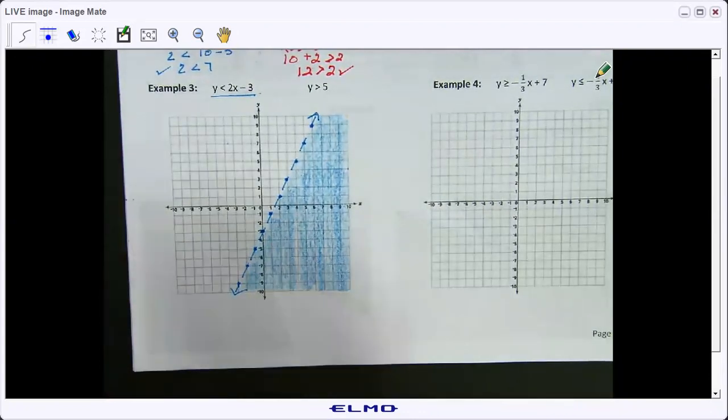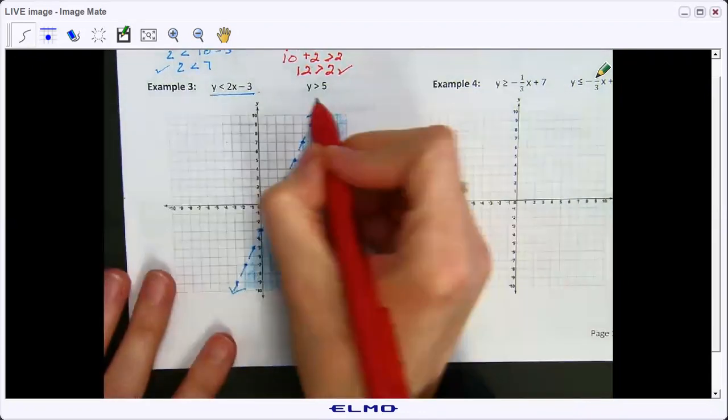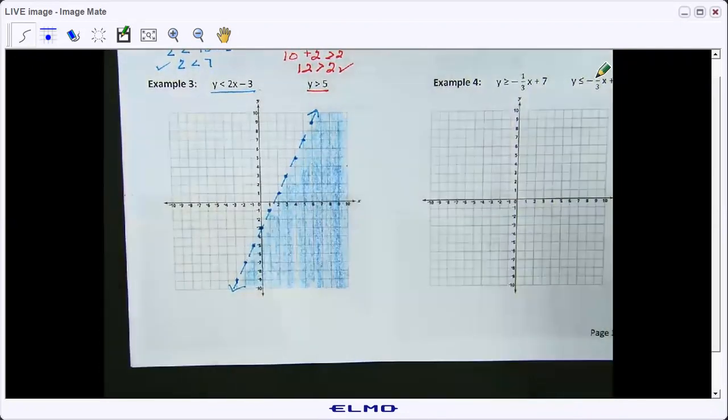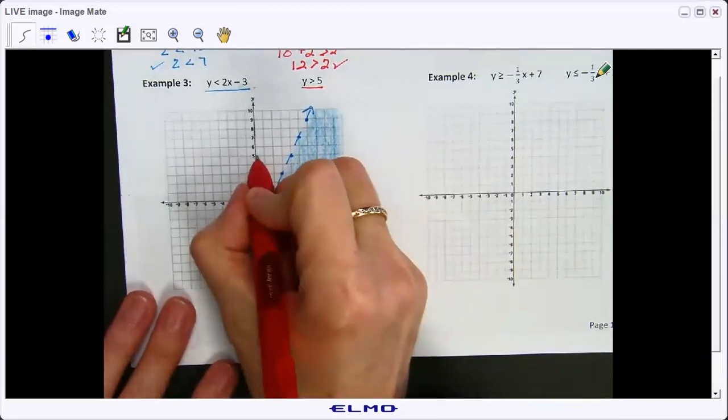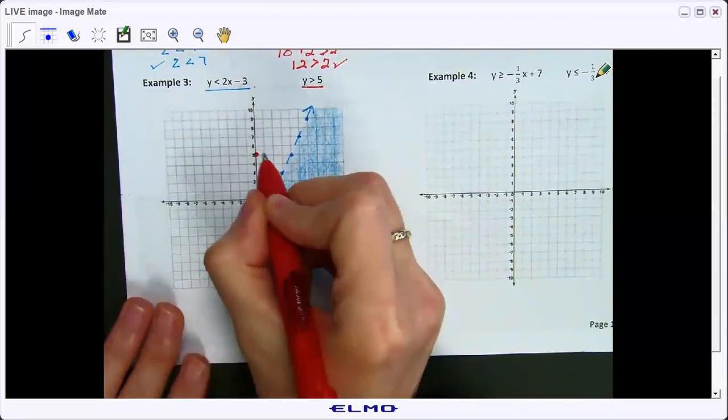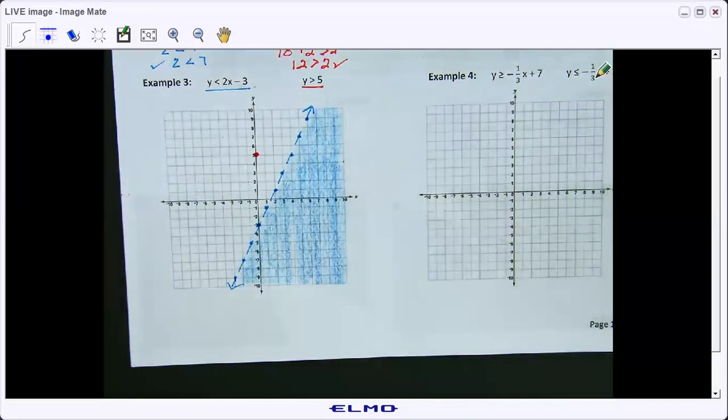Now the second, anybody have any questions on that? Okay, the second equation is y is greater than 5. What do you notice that we don't have in that inequality? We don't have an x, so we don't have a slope. So what we're going to do is plot a point at 5 on the y-axis. And remember, we're going to draw our line through the y-axis, and this is going to be another dashed line.